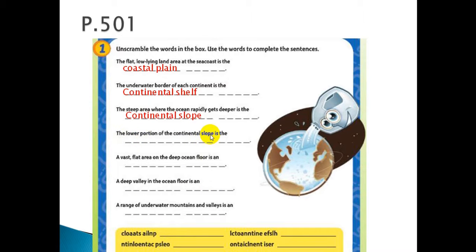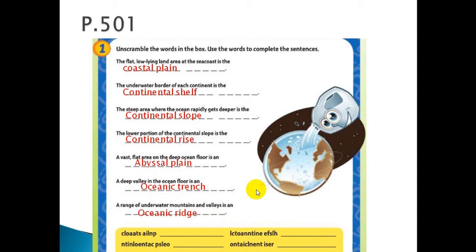The lower portion of the continental slope, the lower part at the base, is called continental rise. Vast flat area, vast means big or large, flat area on the deep ocean floor. The flat area down is called, yes, a basal plain. A deep valley in the ocean floor, the deep part of the ocean floor, is called oceanic trench. A range or group of underwater mountains and valleys is called ridge, yes, oceanic ridge.